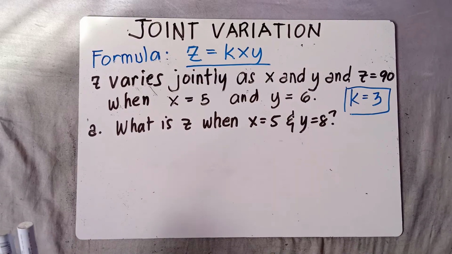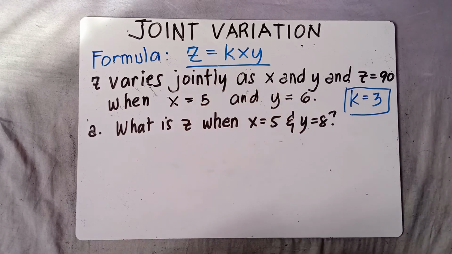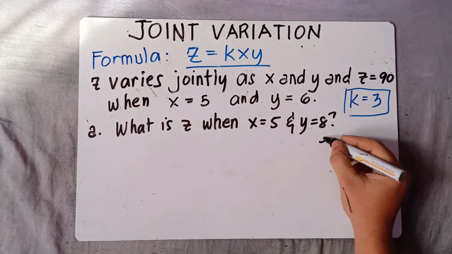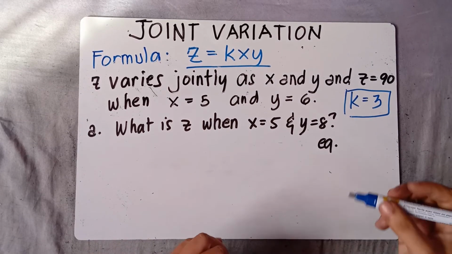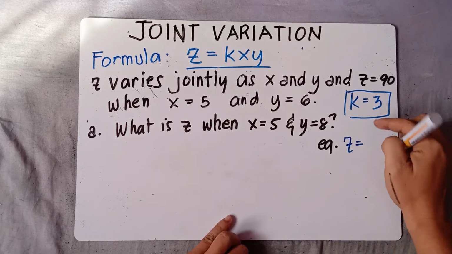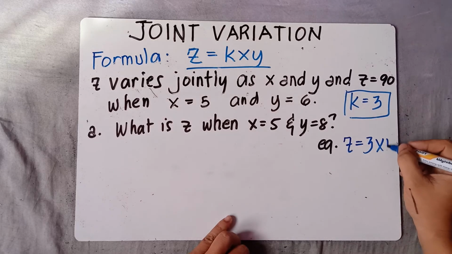Now, by the way, do not forget, if you are asked for the equation, simply substitute this 3 into the given formula. So the equation will be z equals, copy the k, which is 3, 3xy.